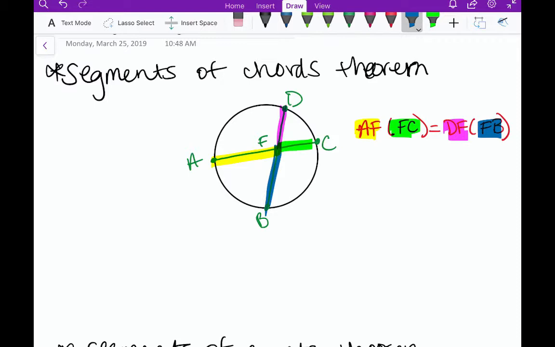So the chords intersect at a point, and therefore the chord is then broken up into 2 separate segments, not congruent segments necessarily, but it's broken up into 2 segments. Those 2 segments multiplied are going to be equal to the product of the other 2 segments on the other chord. So again, you need to be able to apply this and solve problems using this equation, and be aware that you may have to solve some quadratics in order to do that.